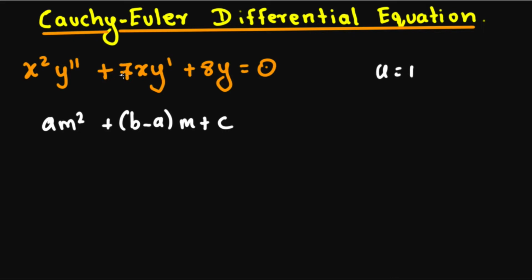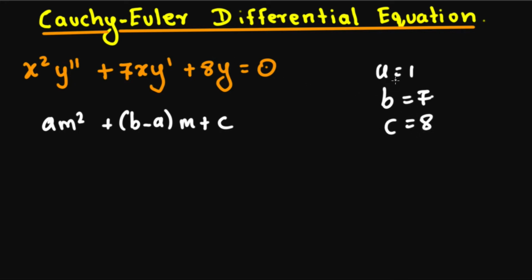And then for b, what is the number in front of this x y prime? We have 7. b is equal to 7. And what is the number in front of this x power 0 term? This is 0 order, so we just put the coefficient, that's c is equal to 8.